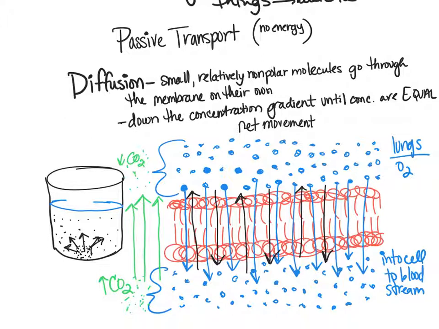And then we have this exchange occur to where we get rid of the CO2, put it into the lungs via diffusion, and then we take the oxygen and get it into the bloodstream or into the cells that will then go to the bloodstream, and that's also diffusion. So the first type of passive transport that we see is diffusion.